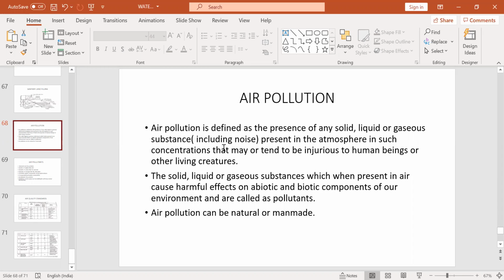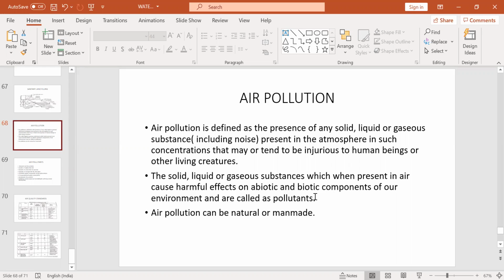The solid, liquid, or gaseous substances which, when present in air, cause harmful effects on abiotic and biotic components are called pollutants. Abiotic means the non-living component, and biotic is the living component of any environment or ecology. This is the basic definition of air pollution. What is meant by air pollution?